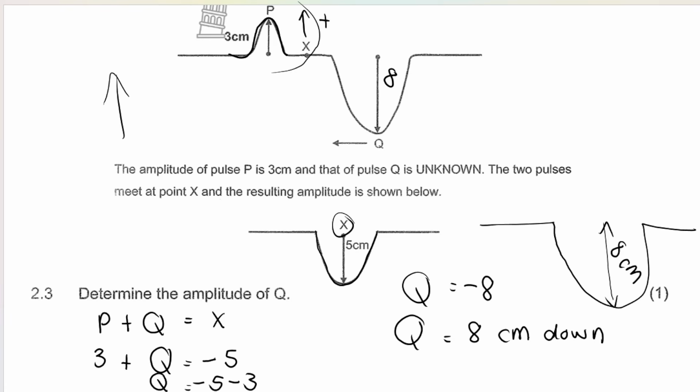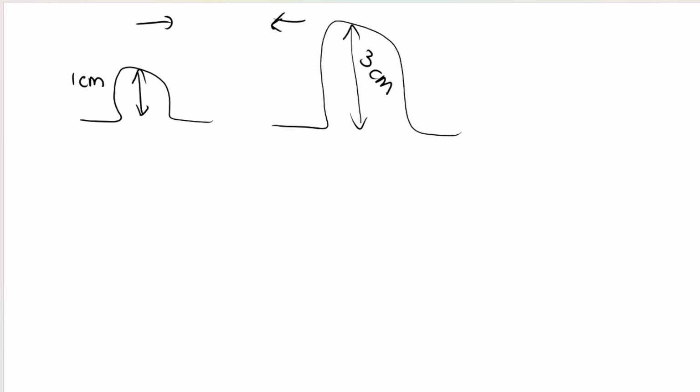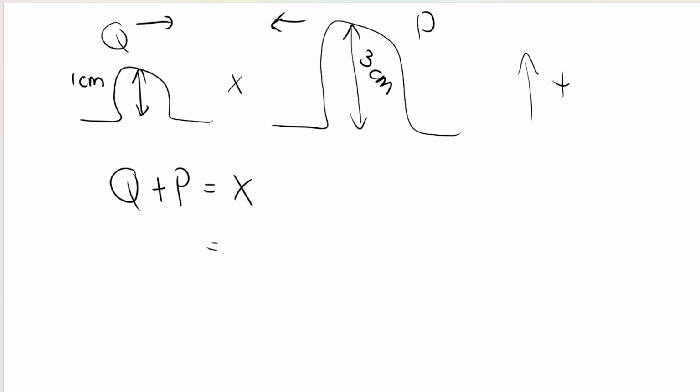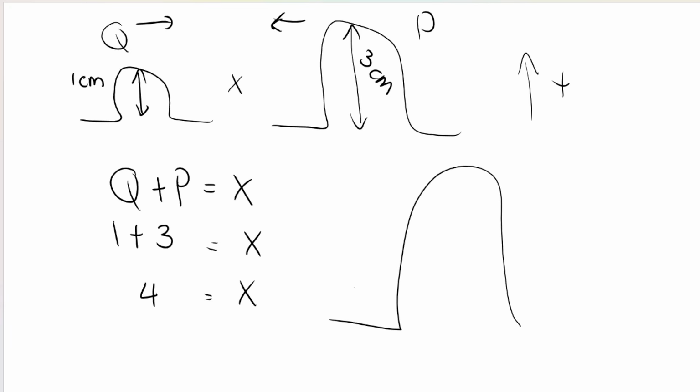Okay, let me just show you, because I know that this can be quite confusing. If these pulses were heading towards each other, you see 1 centimeter is going up and 3 centimeters is going up. So let's call this one Q and let's call this one P. And when they meet, that's point X. So we'll say Q plus P equals X. Because they're both going up, I'm going to say up is positive. It'll be a positive 1 and a positive 3. And X will be positive 4. That makes sense because it'll create a bigger crest with the amplitude of 4 centimeters. I hope that makes sense.